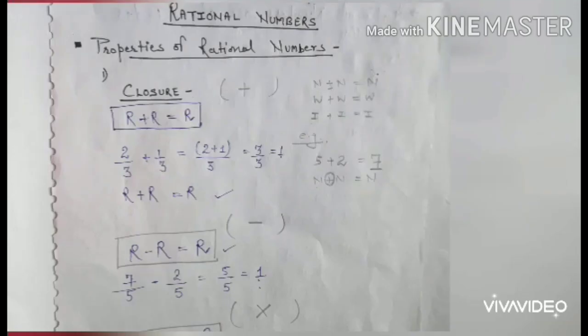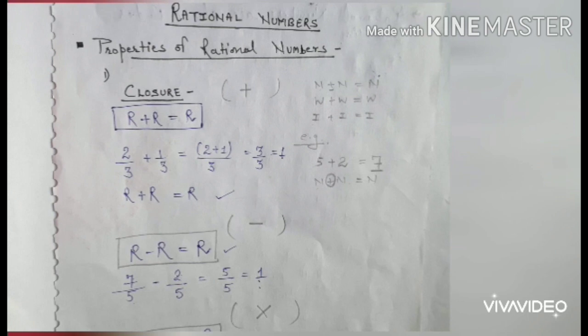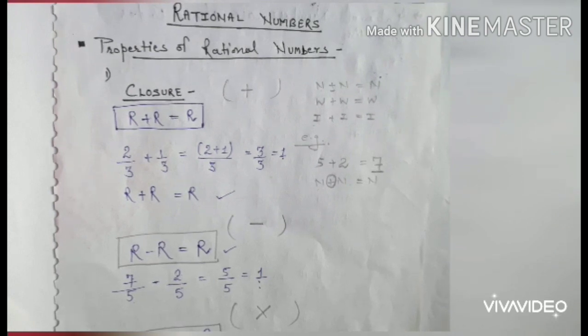Now we will study the properties of rational numbers. The first property we are studying is the closure property. What is the closure property? It is a property which tells us that if we use any operation, that is addition, subtraction, multiplication, or division, the resultant number whatever you get should belong to the earlier set.